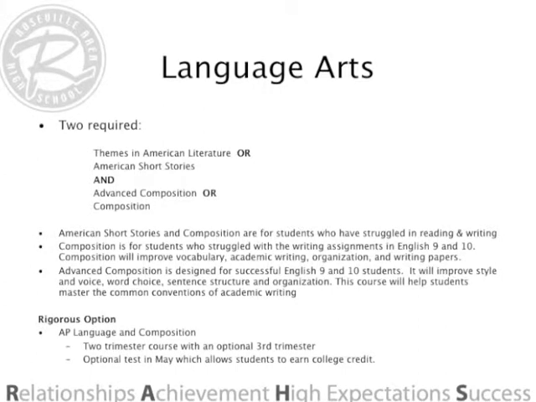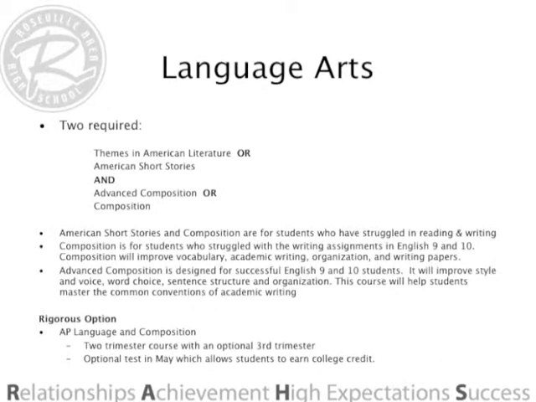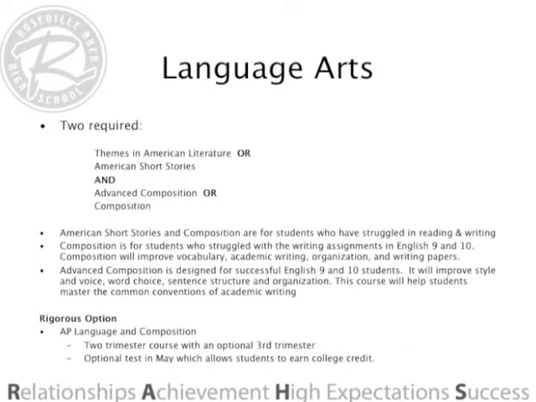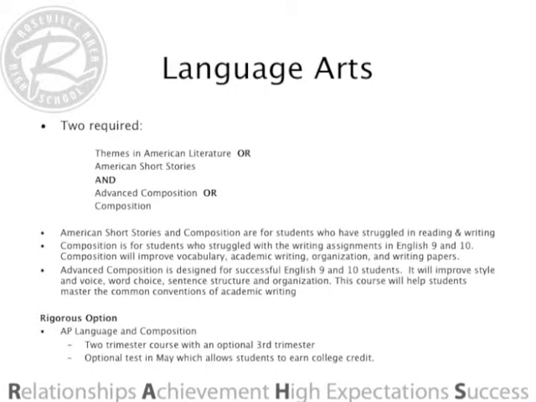In the English section, there are two classes that are required. One would be in composition or advanced composition, and one in literature. Students who have struggled with reading assignments should take the American Short Stories class, and then most students would probably enroll in Themes. So that's their choice for the literature requirement. Composition is for students who struggled with the writing assignments in English 9 and 10.